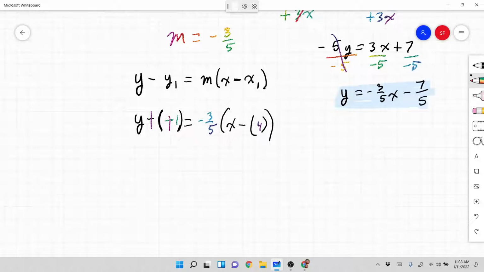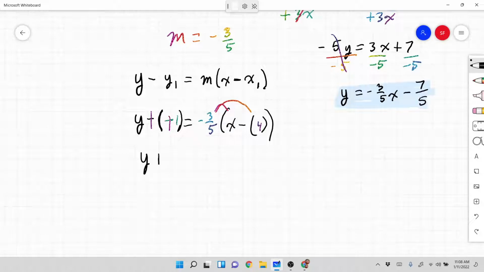What are we going to do with that negative 3/5? Let's start with that. Make it positive. No. What do we do with this whole mess over here? Distribute it. That's right. Distribute that negative 3/5.